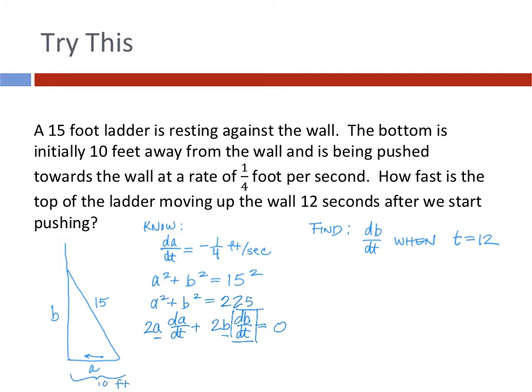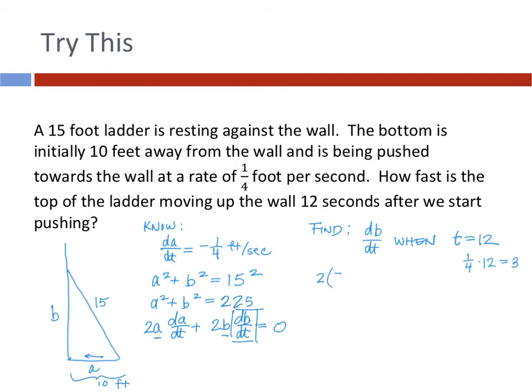Sometimes they'll say, what is dB over dt when A equals such and such? But in this case, they said when t equals 12, right? And we know that the ladder is being pushed toward the wall at a rate of 1/4 foot per second. So after 12 seconds, how far will it have been pushed? How do we figure that out? Well, we take 1/4 times 12, and we get 3. So it'll have been pushed 3 feet in 12 seconds, right? So what will A be at that point? If it's been pushed 3 feet and it started at 10 feet, A will be 7, won't it?